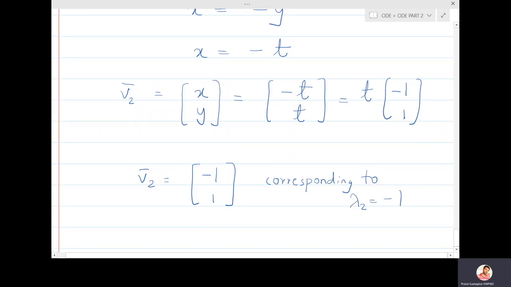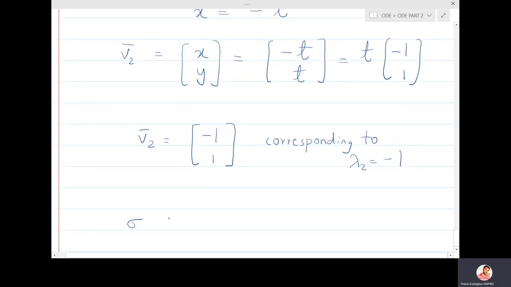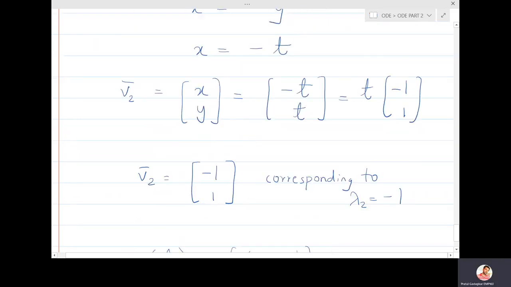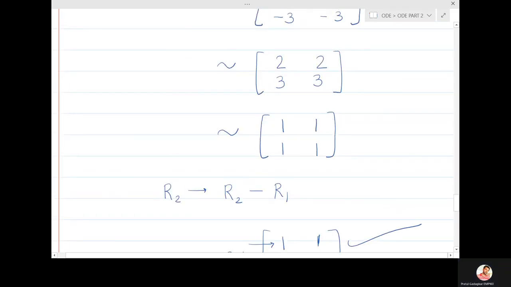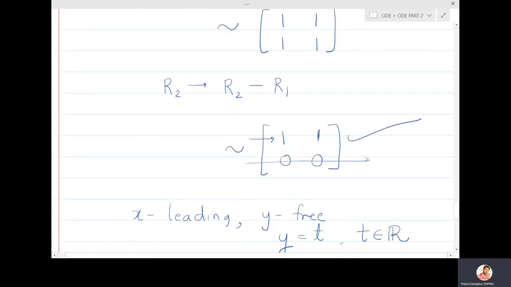So let me recollect, what was the first eigenvalue? The spectrum was what? It was 4 and minus 1. And what is the set of eigenvectors? For the first eigenvalue, I suppose it was 3, 2, right? It was 2, 3, sorry, it was 2, 3.